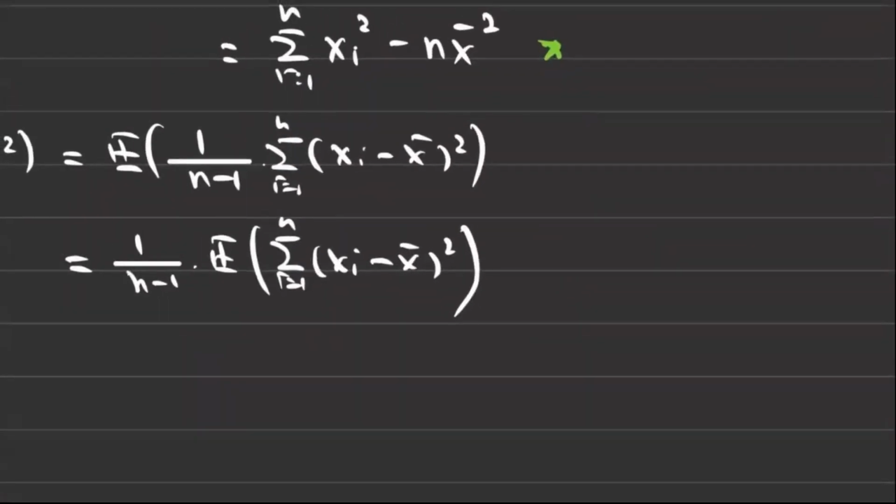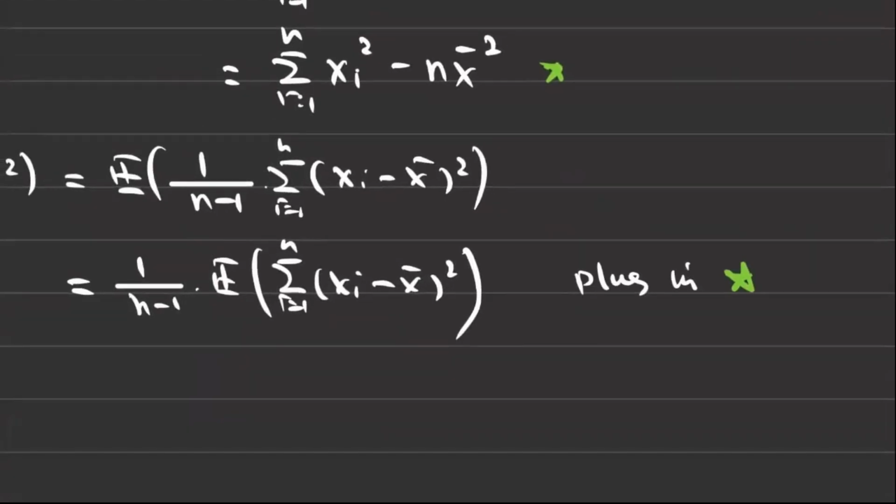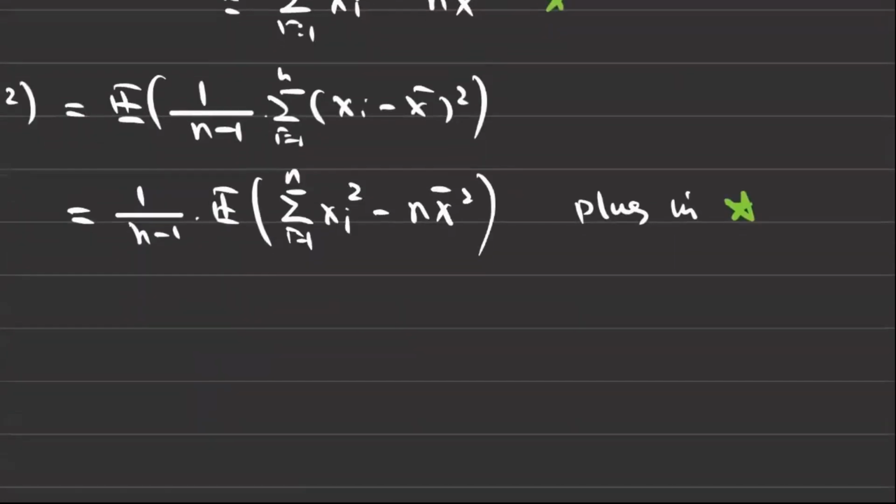So here we plug in the green star, right? That's what we just derived. Now I can happily erase all this junk in the middle, and I can replace it with summation i from 1 to n x_i squared, subtract n x bar squared, in parentheses. Now from there, it makes my life easier.